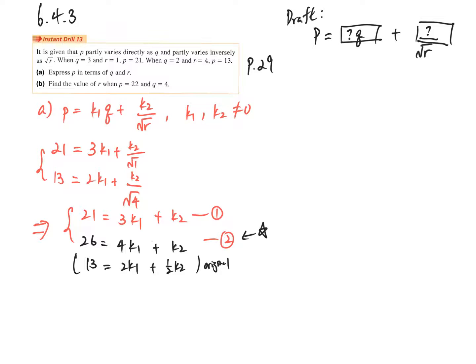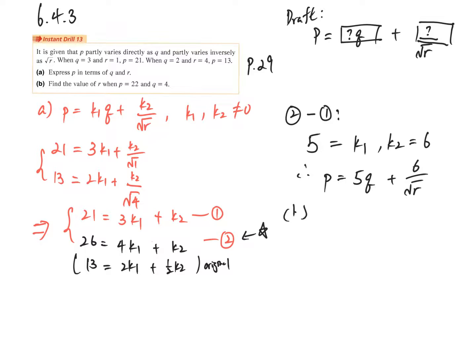Next, we do equation 2 minus equation 1, then the K2 cancels each other, because K2 minus K2 becomes 0, and what is left only concerns K1. 26 minus 21 gives 5, 4K1 minus 3K1 gives K1, and K2 minus K2 is 0. So K1 is 5. Then we have to find K2. Because K1 equals 5, we put 5 back into equation 1: 21 equals 15 plus K2. Then K2 obviously is 6. Therefore, finally, P equals 5Q plus 6 over square root R.